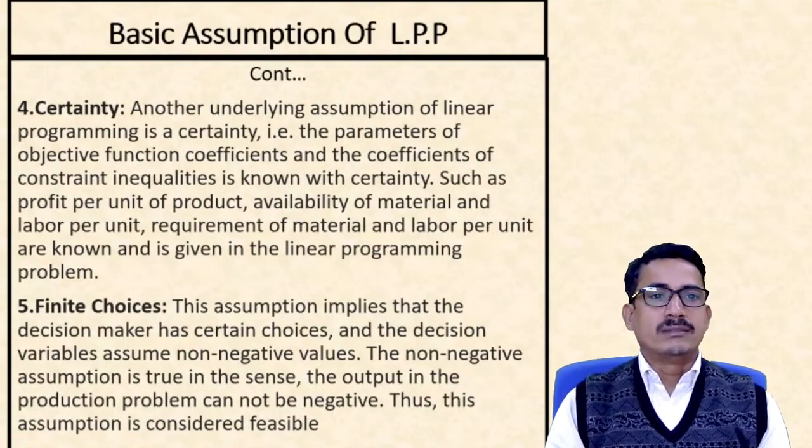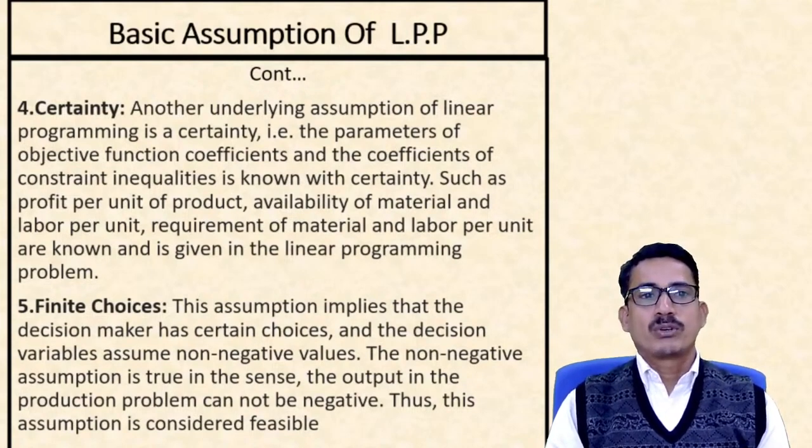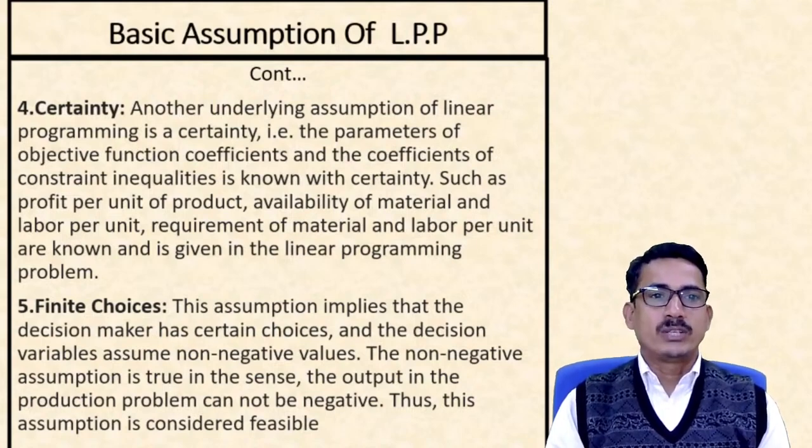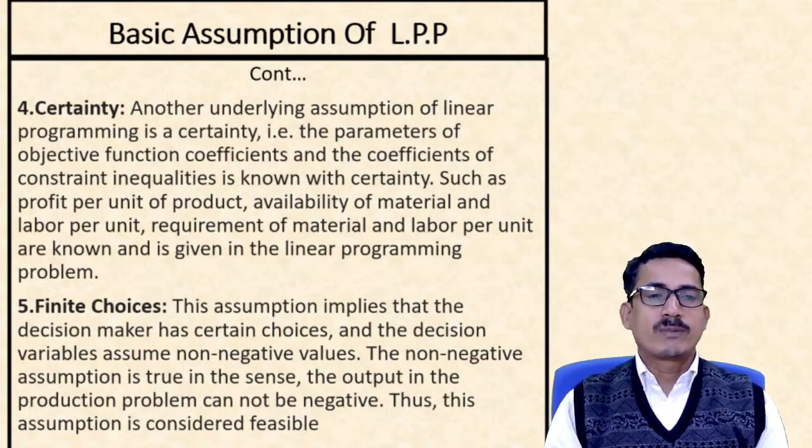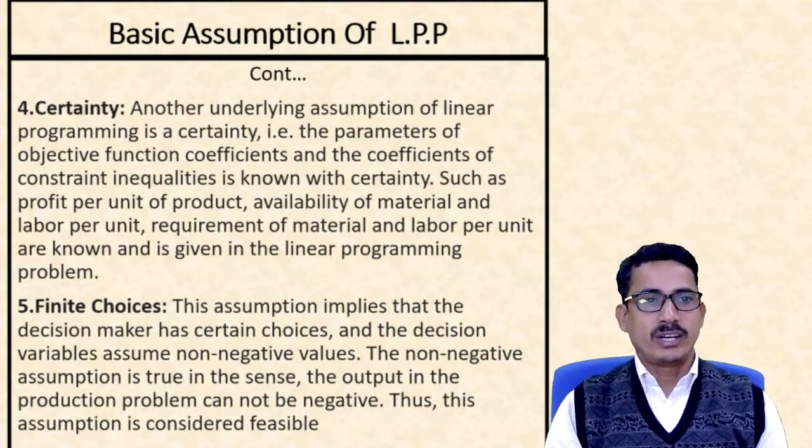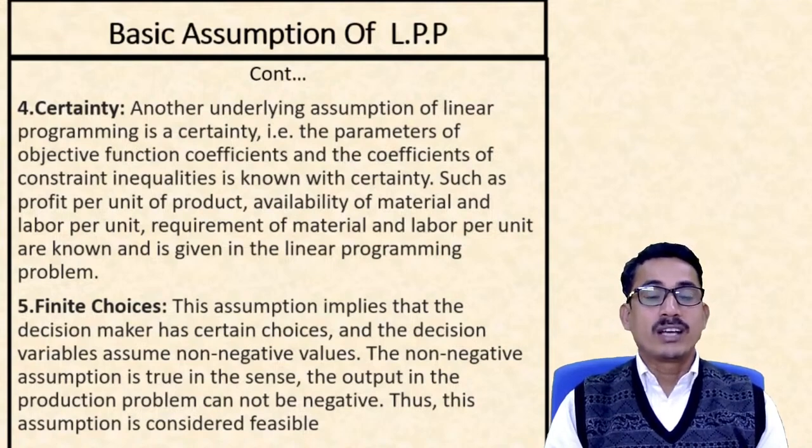And the next assumption is certainty. Another underlying assumption of linear programming, certainty, is that the parameters of the objective function coefficients and the coefficients of the constraint inequalities are known with certainty. Like in the previous example, let the carpenter get a profit of 10 rupees from a chair and 20 from 1 unit of table. Then you express this linear function as max Z = 10x1 + 20x2. The 10 and 20 are coefficients. Though it is a profit, we are expressing it in the form of a cost function. The parameters of the objective function and the coefficients of the constraint inequality are known with certainty, so they cannot be uncertain.